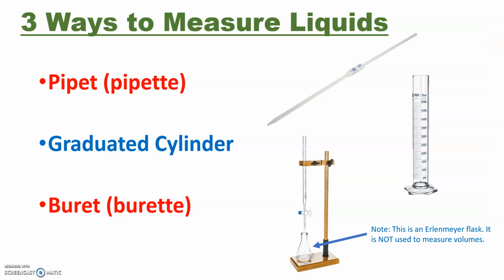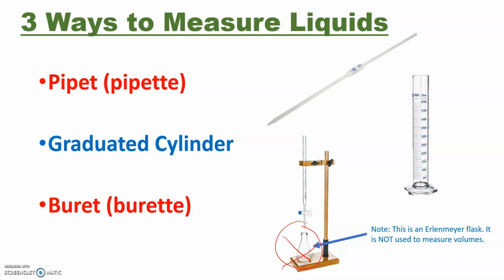Now there's 3 ways to accurately measure a liquid. A beaker and an Erlenmeyer flask are not something you measure liquid with. So we've got an Erlenmeyer flask down here. This is not something you measure liquids with. It has markings on the side, but they're a general guideline of how much you have in there. They are not at all intended to be accurate enough to measure with.